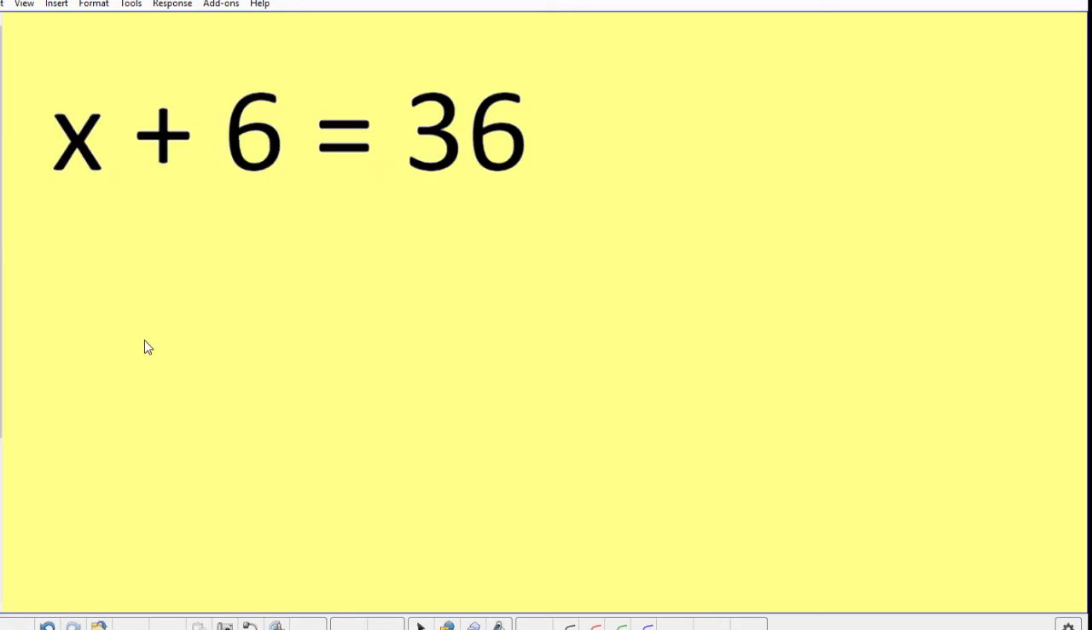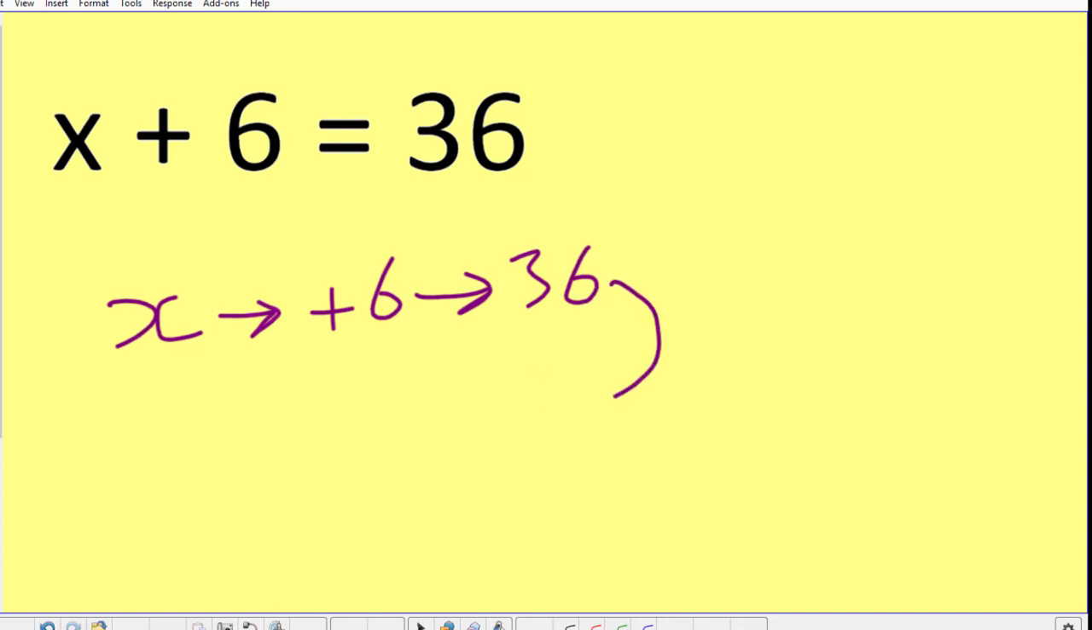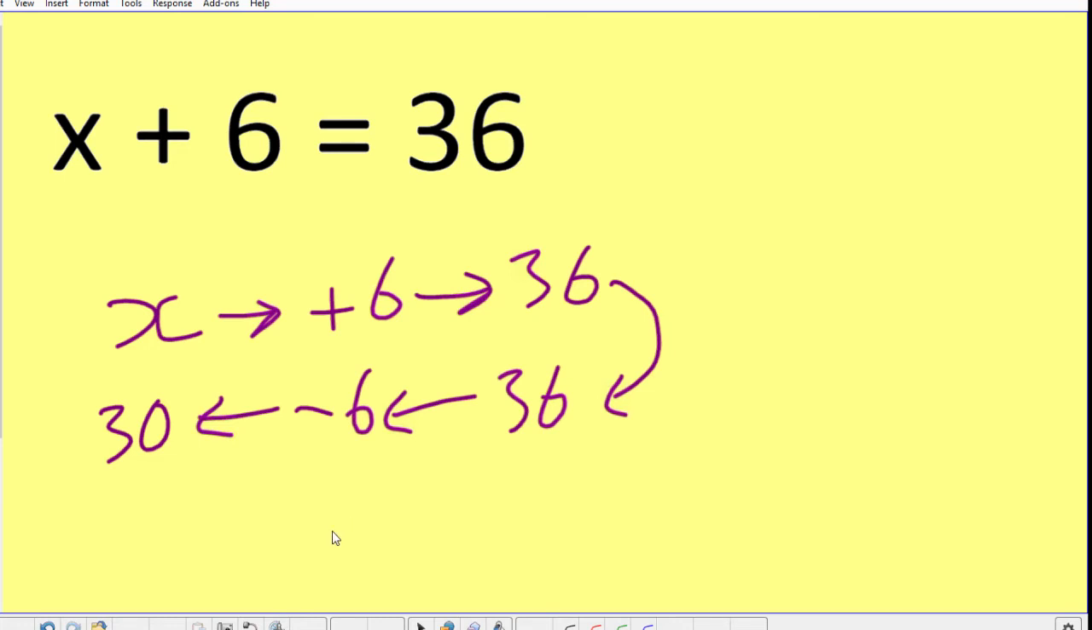Okay, same again. Start with X arrow. I've added 6, and that's giving me 36. Okay, put that in reverse. I start with 36. I take 6, that's the opposite of add. And that's going to give me what X is. 36 take 6 is 30. So here, X equals 30.